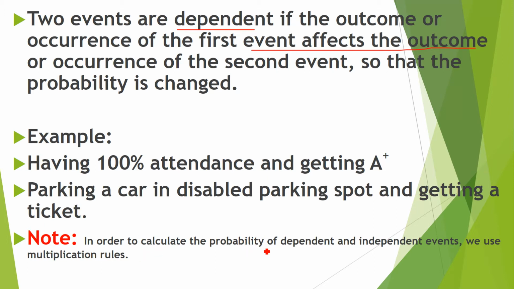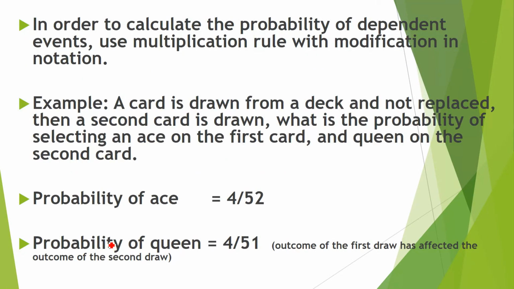In order to calculate the probability of dependent and independent events, we use the multiplication rule, while in order to calculate the probability of mutually exclusive and not mutually exclusive events, we use the addition rule. So here we will use the multiplication rule with a little bit of modification in notation. What is the meaning of this modification in notation? I will show you in the next slide when we solve the question.